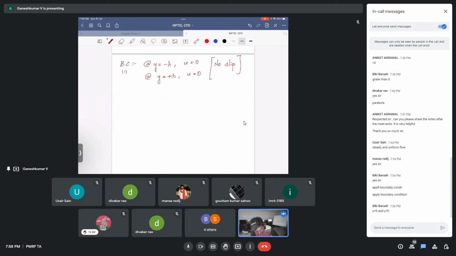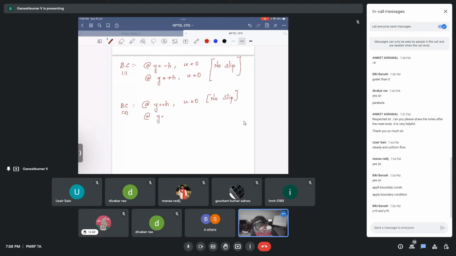So let's take this as BC1 and this as BC2. You can apply either of these and you will achieve the same result. You can take it as homework and do it. So at y equal to h, u is equal to 0, and at y equal to plus h as well. That comes from no slip. There is one more boundary condition called the symmetric boundary condition.